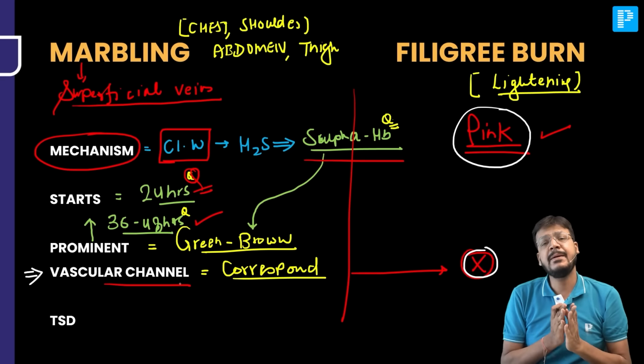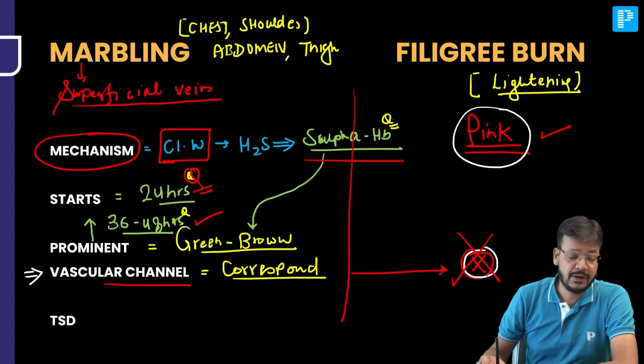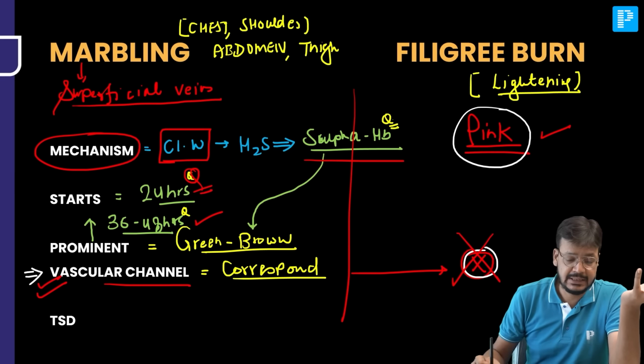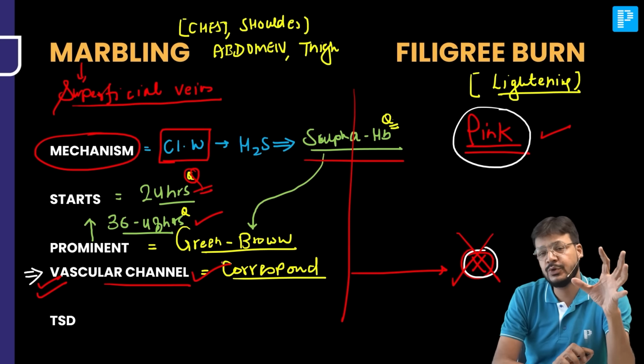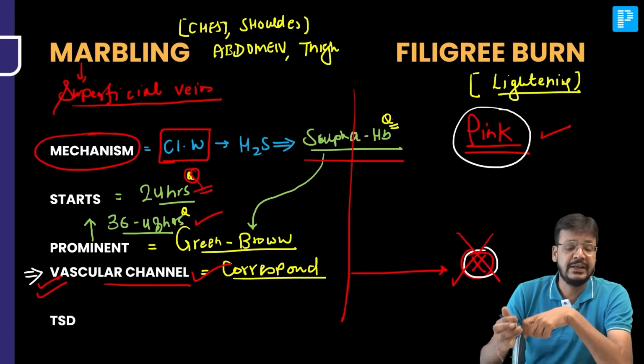My dear friend, one very important difference is that lightning doesn't correspond to the blood vessels, but marbling, that is superficial vein prominence, corresponds to the blood vessels. So this is a very important picture, and I already told you the lightning burns are in a branches-of-leaves pattern.